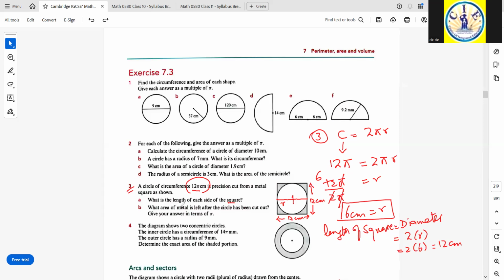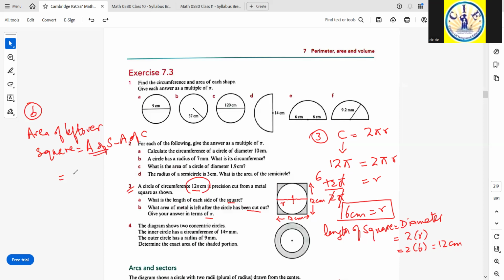Okay. What area of the metal is left after the circle has been cut out? Give your answer in terms of pi. For part B, the area of the leftover square is going to be area of square minus area of circle.